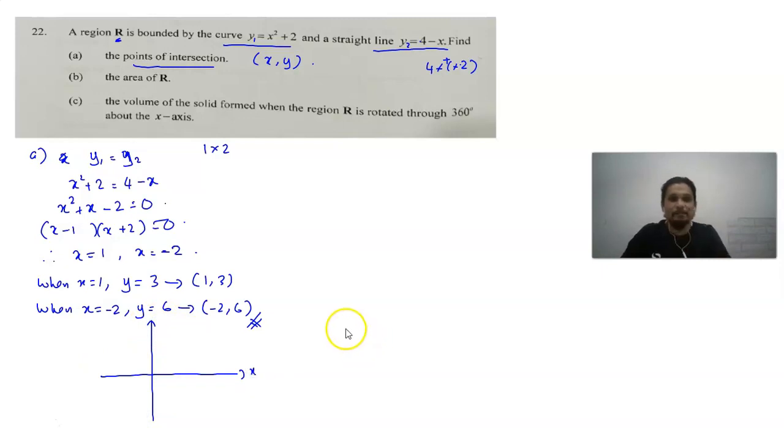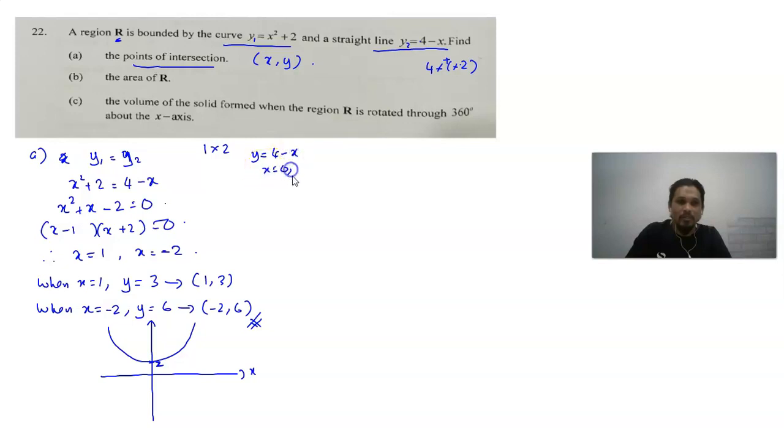First is for y equal to x squared plus 2. So you can imagine that if the graph is something like this. This is a coordinate we call the side of y equal to 2 here. And then y equal to 4 minus x.